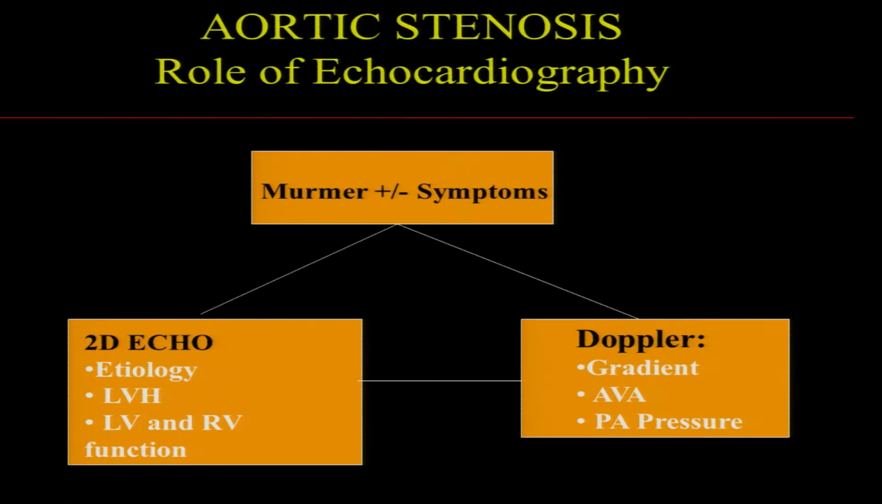So the role of echo in aortic stenosis is to evaluate that patient with the classic aortic stenosis murmur, who may or may not have symptoms. The echo images, the 2D images, allow you to determine the etiology of the aortic valve stenosis, and whether there are any upstream effects such as left ventricular hypertrophy. It also allows you to evaluate the LV and RV function. The Doppler allows you to determine the gradient across that stenotic valve, determine the aortic valve area, and downstream effects, specifically pulmonary hypertension.